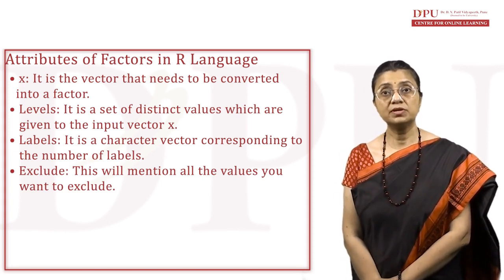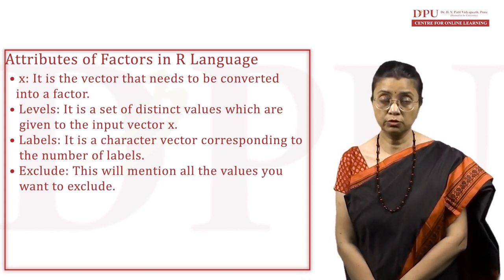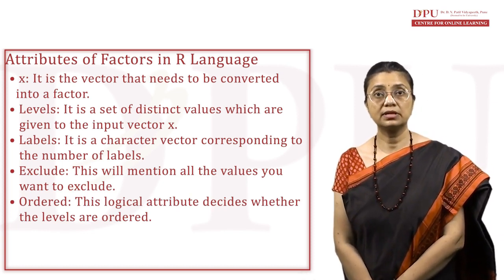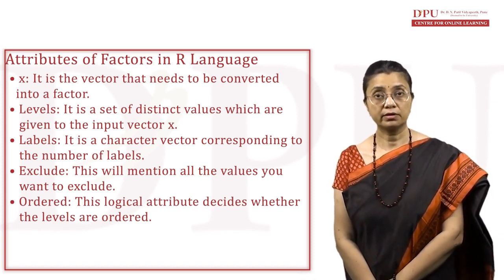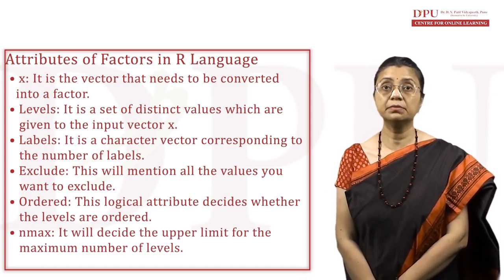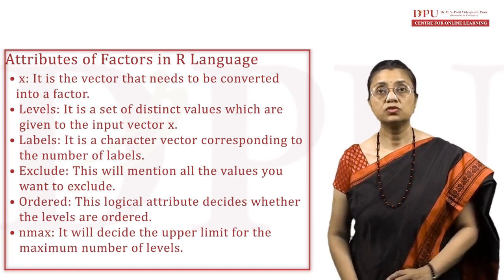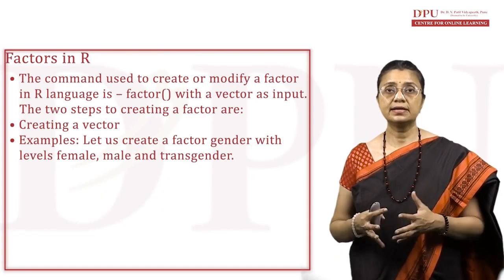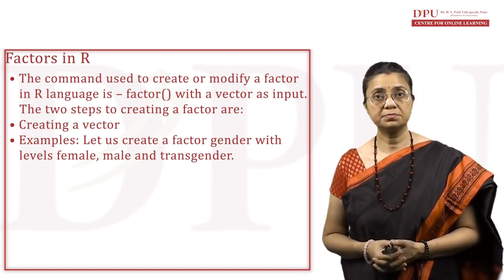Exclude. This will mention all the values you want to exclude. Ordered. This logical attribute decides whether the levels are ordered or not. Nmax. It will decide the upper limit of the maximum number of levels. So these are the attributes of factors in R language. Let's take one example and understand the concept in detail.